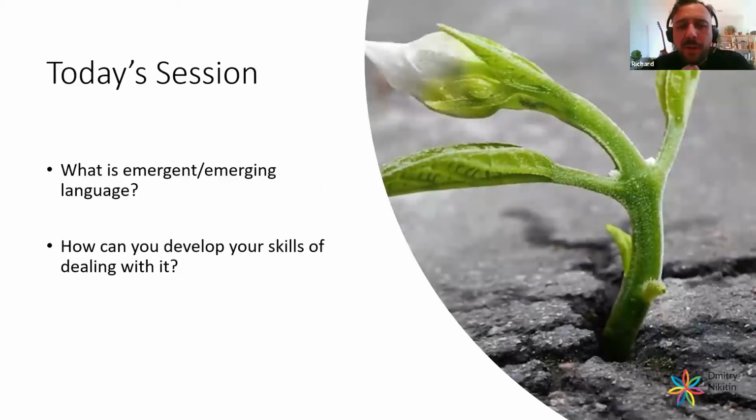And specifically what we're going to look at is what is emergent, or sometimes it's called emerging, the Cambridge Delta criteria, for example, calls it emerging language. And then we're going to have a look at how we as teachers develop our skills to respond to learners. So two simple things in today's session. And then hopefully there'll be a little bit of time for discussion at the end.